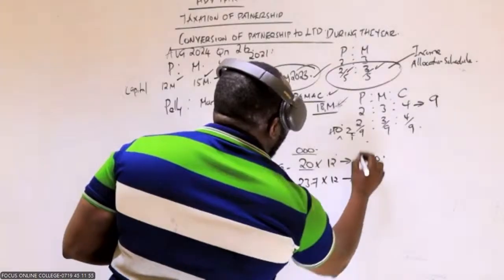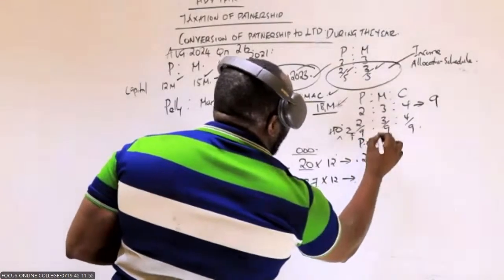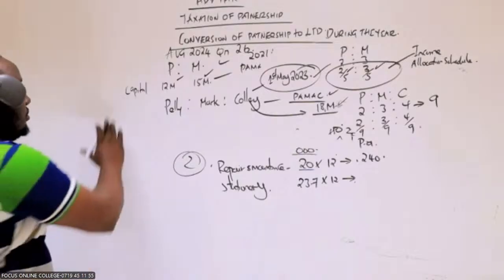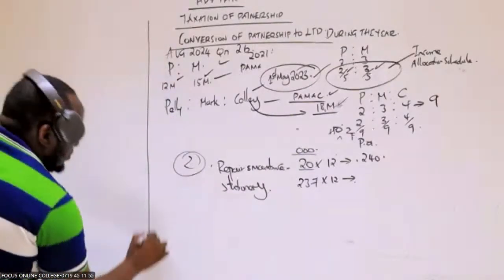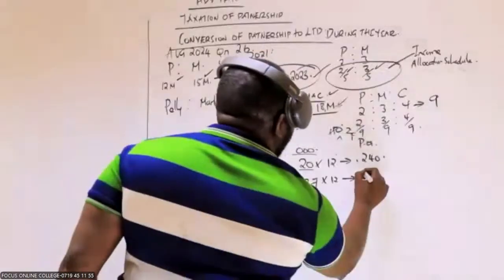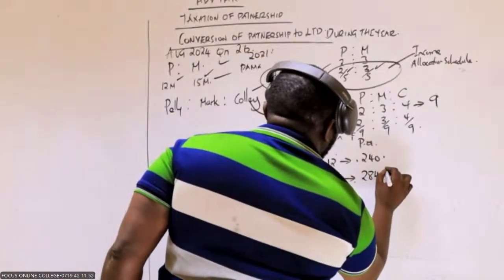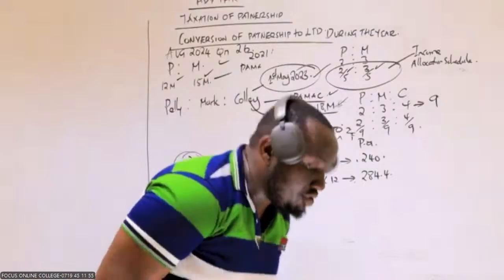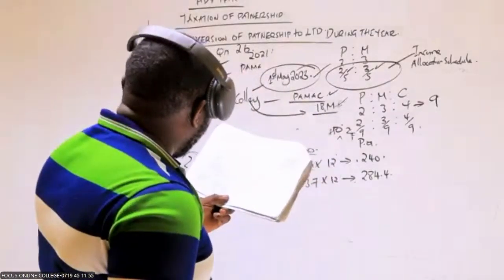What is the total for the whole year? Per annum. This should be per annum. Yes, it's allowable per annum. Per annum, we have 284.4. Yes. 284.4. Then we have the next.